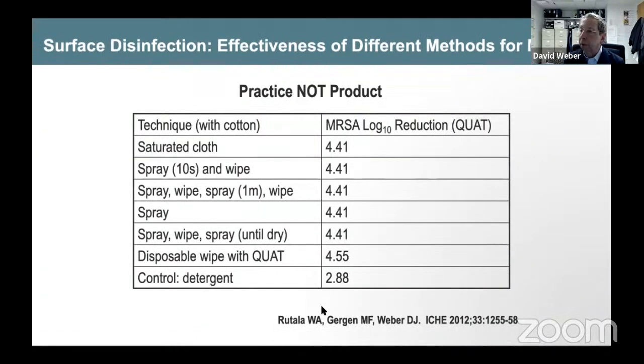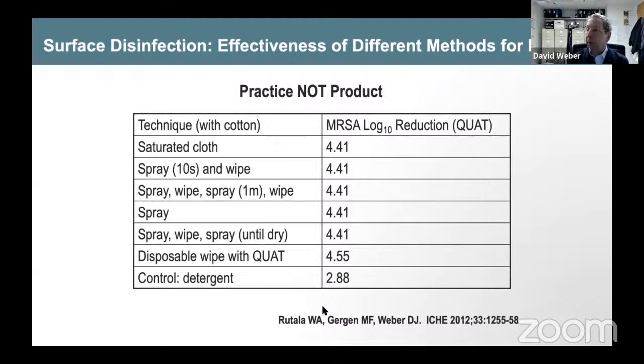So it's practice, not product. In the U.S., the products that we have licensed to work, some products may not be licensed to kill spores. So if you're concerned about C. difficile or norovirus, a non-enveloped virus, you certainly want to make sure you use an appropriate product.